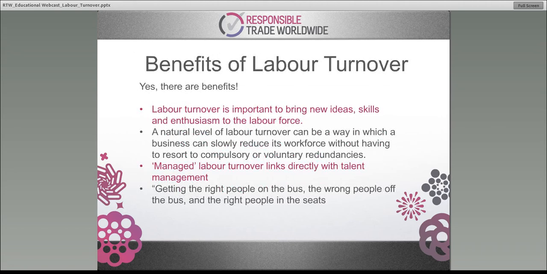So, benefits of labour turnover, and yes, there are some benefits. Labour turnover does not just create costs. Some level of labour turnover is important to bring new ideas, new skills and enthusiasm to the labour force. A natural level of labour turnover can be a way in which a business can slowly reduce its workforce without having to resort to compulsory or voluntary redundancies. Managed labour turnover links directly with talent management, which, to use Jim Collins' analogy, is about getting the right people on the bus, the wrong people off the bus, and the right people in the right seats.